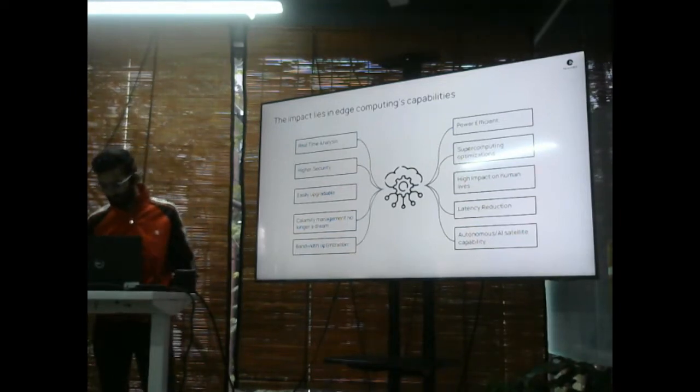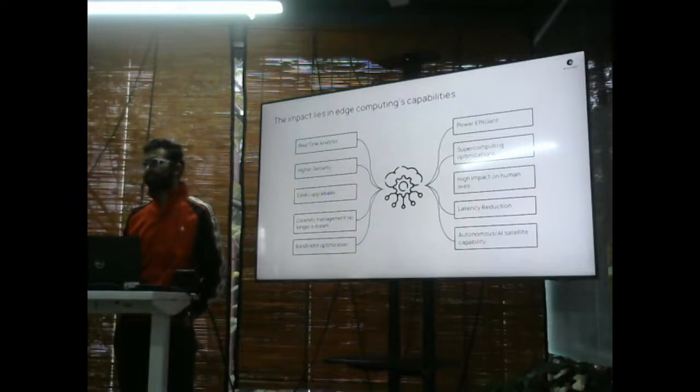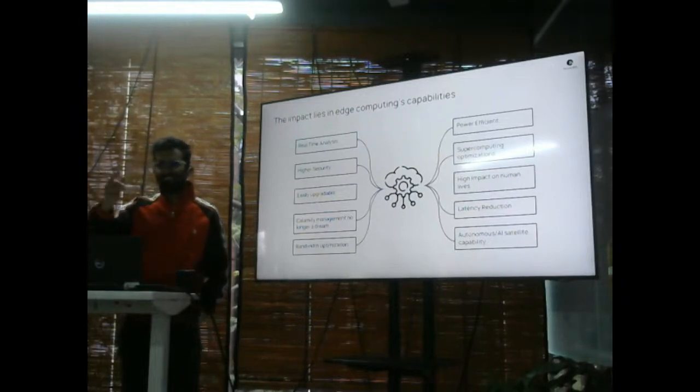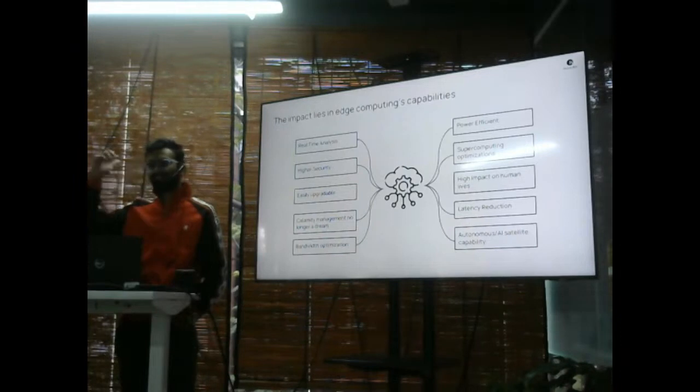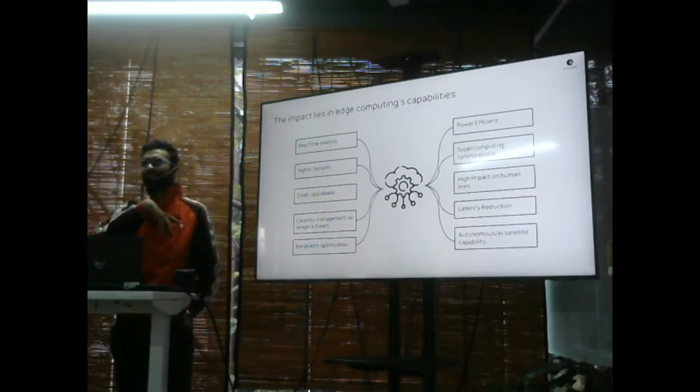Autonomous AI satellite capabilities. How many of you have seen Mission Impossible: Dead Reckoning? Hands up. Very few people. Yeah. So you know that there is an AI that has got the whole world covered, and it's feeding information from satellites as well. But that's the bad AI. We can make satellites smart.